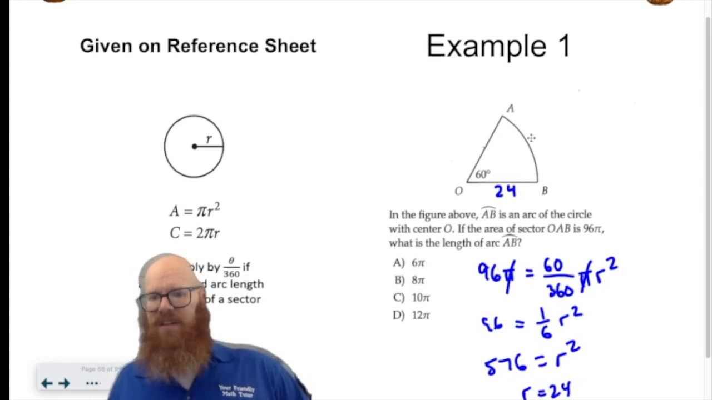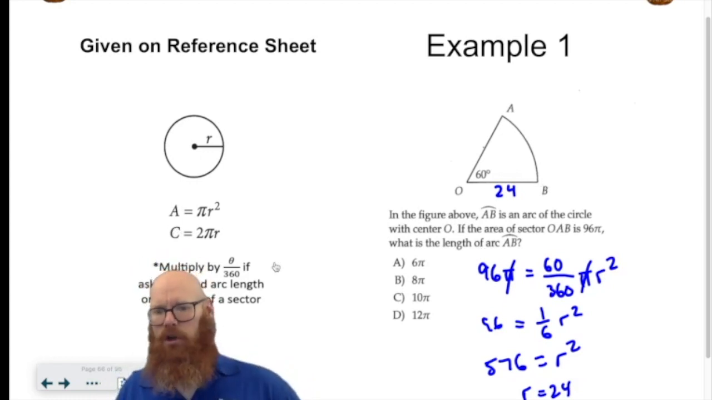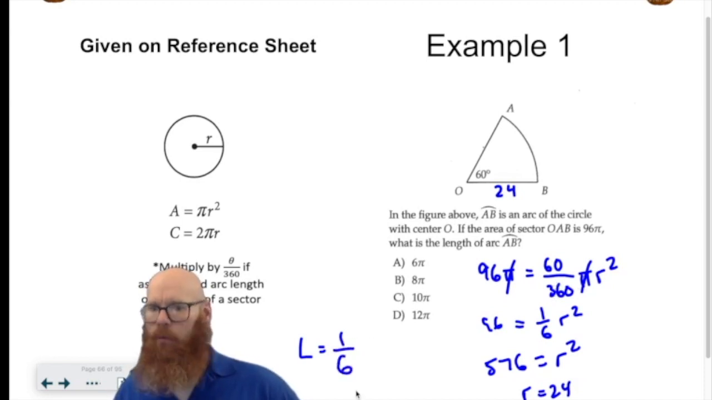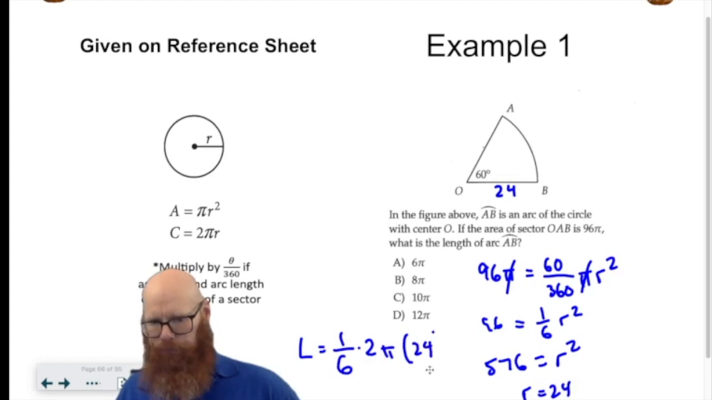Now what it's asking for is the length of arc AB, so we're going to look at the circumference. Arc length is a fraction of the circumference, and it's the same fraction, 60 over 360. This time we're looking for the arc length, so I'll call that L. It's 60 over 360, which we already know reduces to 1/6. So now I have 1/6 times 2 pi times the radius, which we figured out is 24. 2 times 24 is 48, and 48 divided by 6 is 8. So the arc length is 8 pi, which is answer choice B.